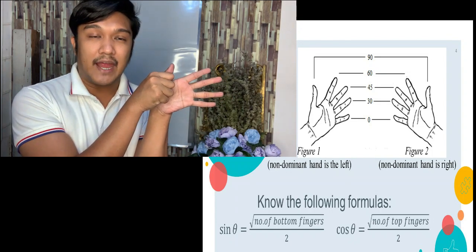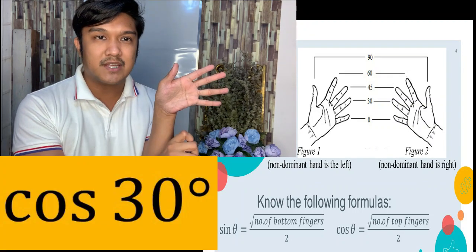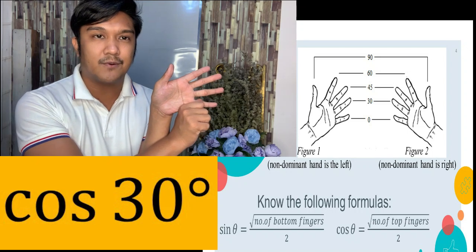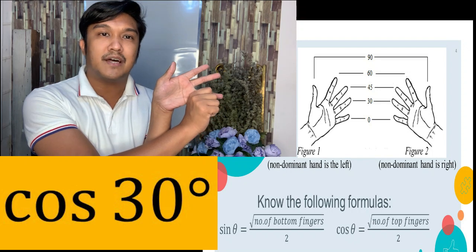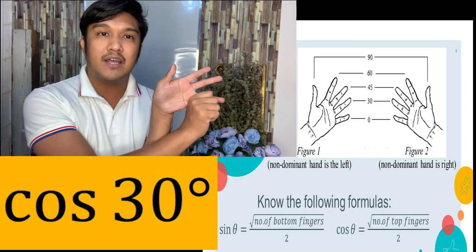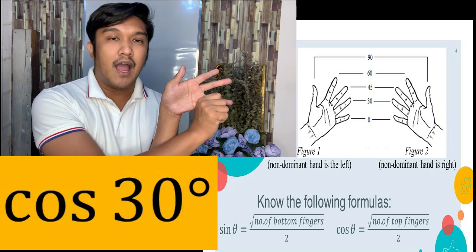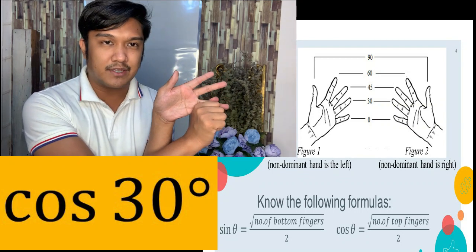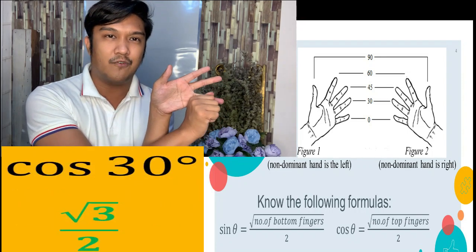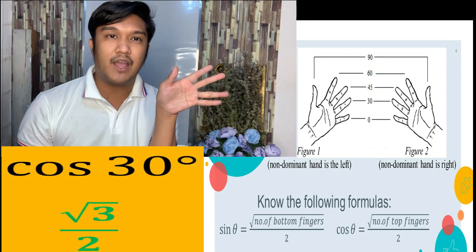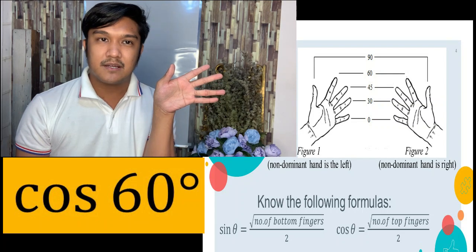So now let us try to find cosine 30 degrees. If you are to get cosine, you will be counting starting from 0. So 0, 30 degrees. The remaining fingers will serve as the number inside the radical of square root of a number over 2. So the answer for cosine 30 degrees is square root of 1, 2, 3, square root of 3 over 2.